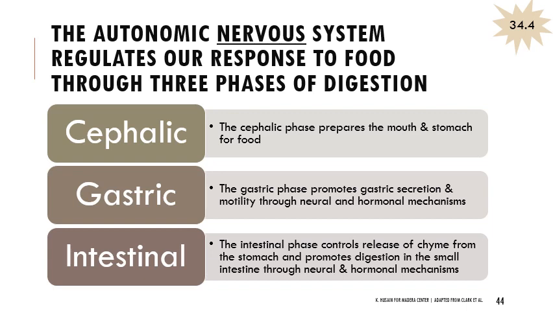The gastric phase happens as food enters the stomach, so it's promoting gastric secretion and motility, so kind of that churning of the stomach, through neural and hormonal mechanisms. And then the intestinal phase controls the release of chyme from the stomach into our small intestine. It promotes digestion in the small intestine through neural and hormonal mechanisms. So these are three separate neural physiological phases of digestion and of digestive regulation.